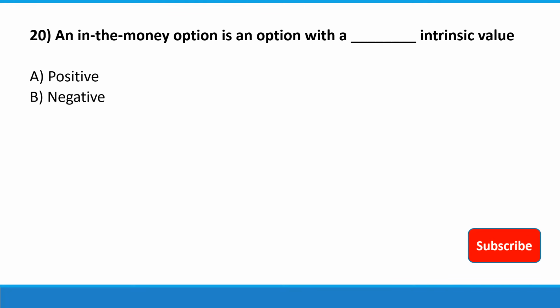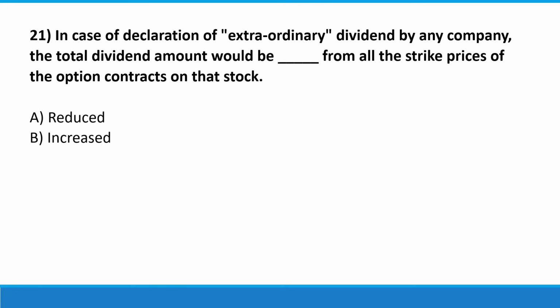In the money option means ITM option is an option with a positive or negative intrinsic value? The correct answer is option A, positive intrinsic value. In case of declaration of extraordinary dividend by any company, the total dividend amount would be reduced or increased from all the strike prices of the option contracts on the stock? The correct answer is option A, reduced.